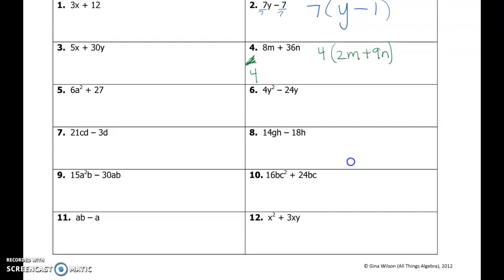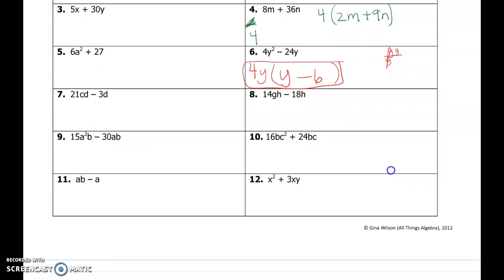Okay. On number 6, 4 and 24, I know that 4 is in common, and y squared and y, I know that there's one y in common. So if I divide that in, 4 divided by 4 is 1, y squared divided by y, you can think about that as 2 y's divided by y, so one of them is going to reduce, and you're just going to be left with y. And then negative 24 divided by 4 is negative 6, y divided by y, those eliminate, and so this is my answer.